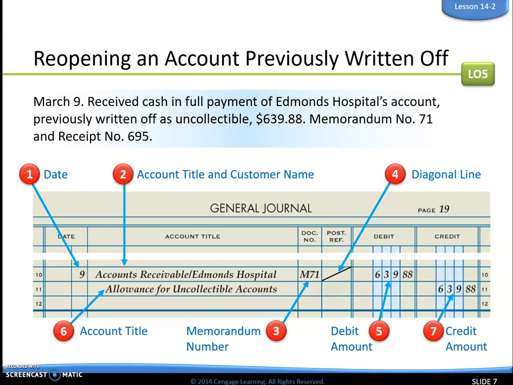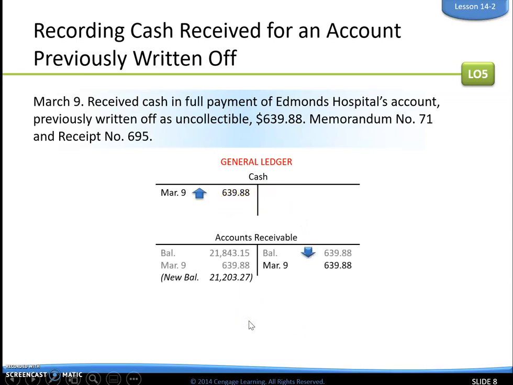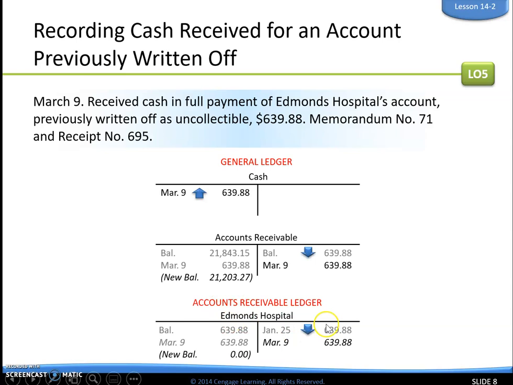Now the second part of our transaction is actually receiving that cash. First, we have to reopen the account. Now we have to receive that cash. They're just showing us that same transaction again. This we should know how to do. We receive cash, so we're going to debit cash, and we're going to credit accounts receivable, Edmonds Hospital.